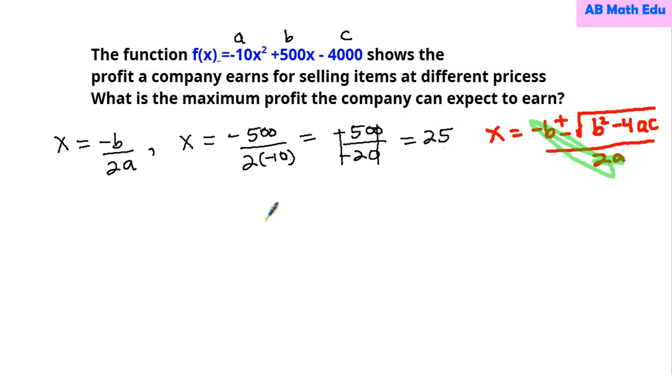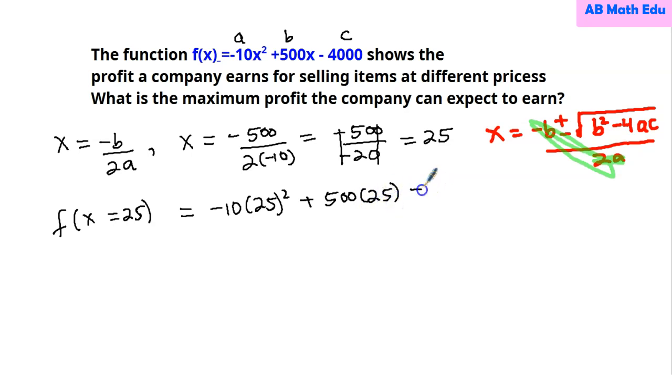So as we sell 25, it could be $25, it could be 25 dirhams. It depends where you are. That will give you your maximum profit. Now let's go ahead and plug it back into here to see our maximum profit. So f of x is equal to, at 25, negative 10 times 25 squared plus 500 times 25. We're just replacing that, minus 4,000.